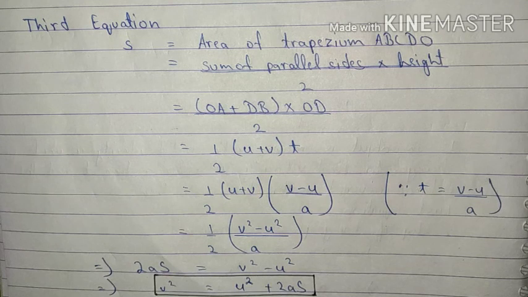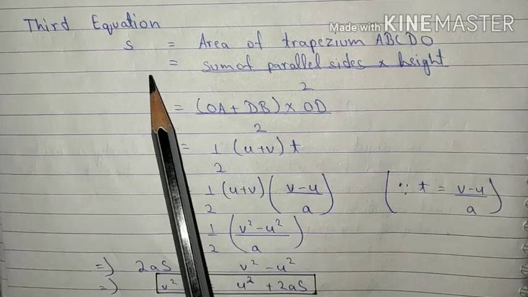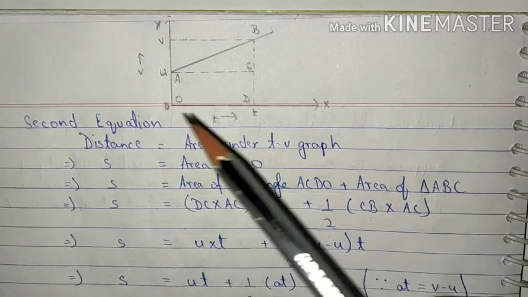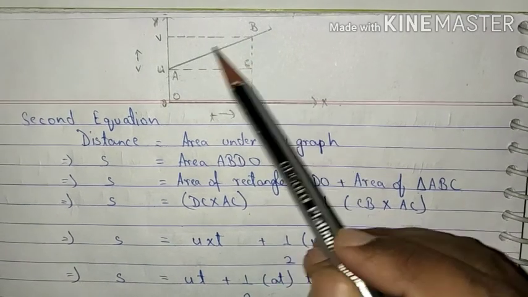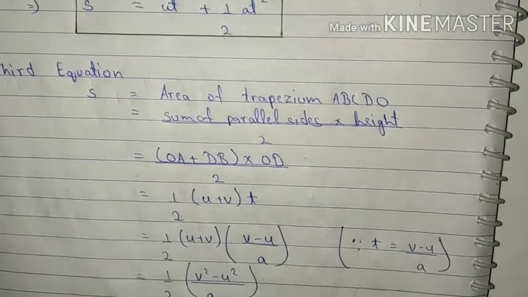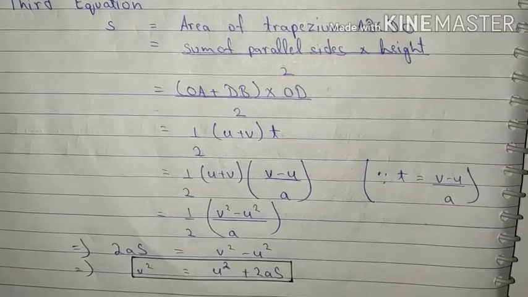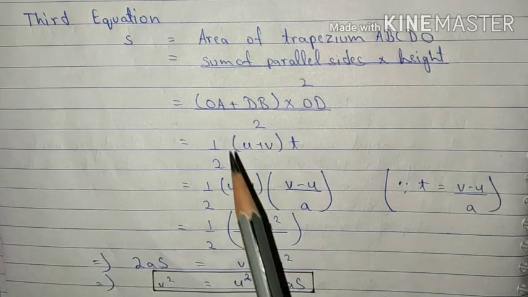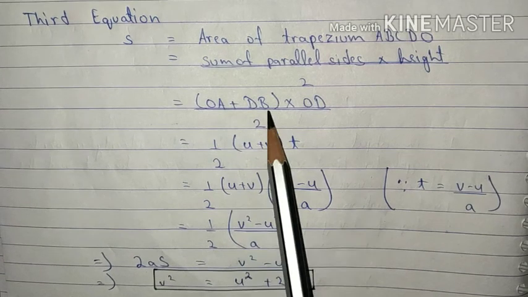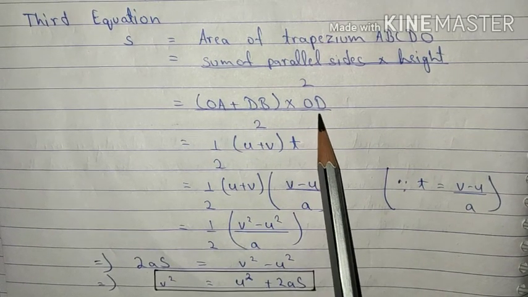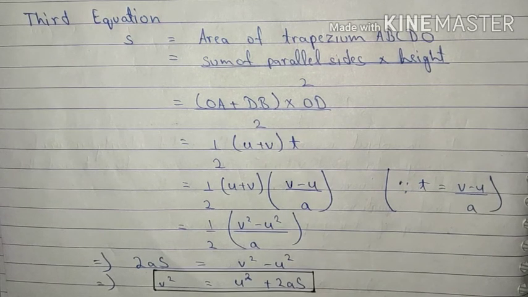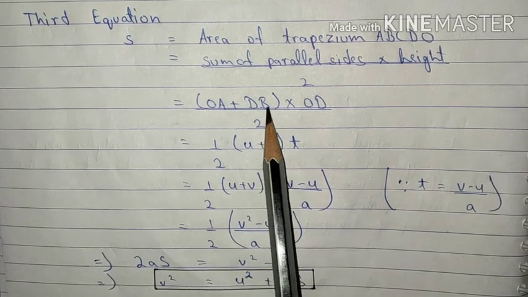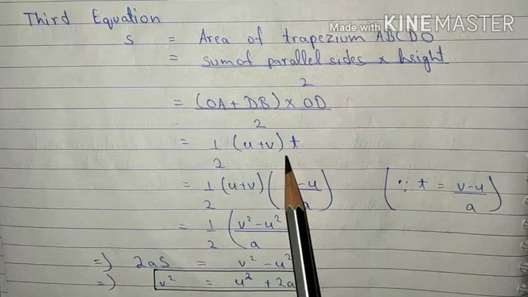Moving to the third equation of motion, the area over here can also be calculated by finding out the area of this trapezium. We all know that the formula to calculate the area of a trapezium is half into sum of parallel sides into height. So applying the same formula over here, we get OA and DB, which are the parallel sides, into height, which is OD according to our graph, whole upon 2. Putting the values, we get half (u plus v), that is OA is equal to u and DB is equal to v, whole into t, because OD was equal to t.